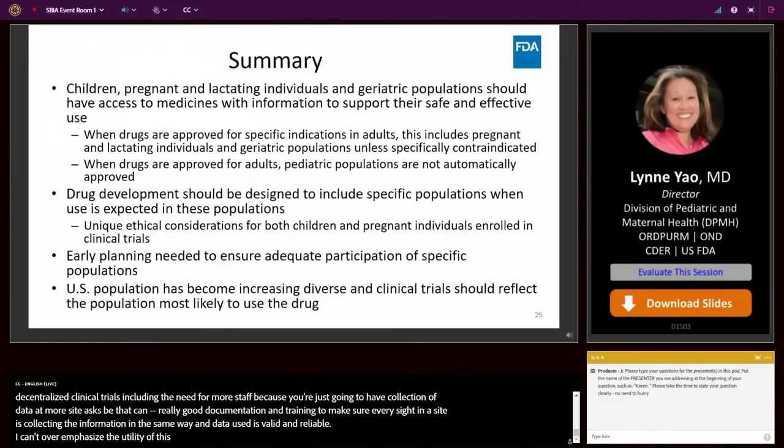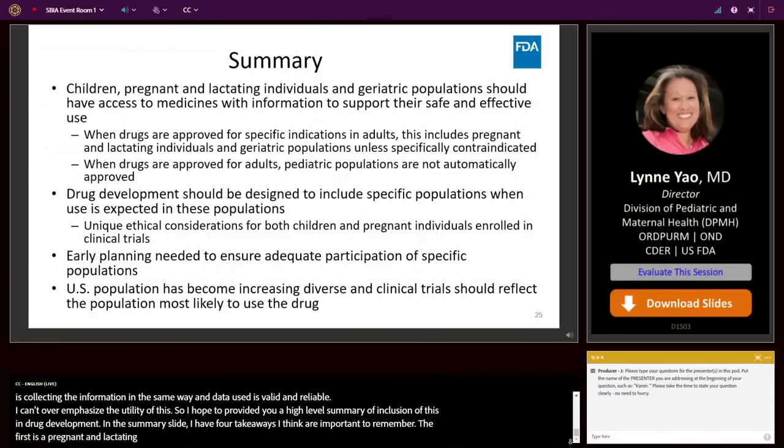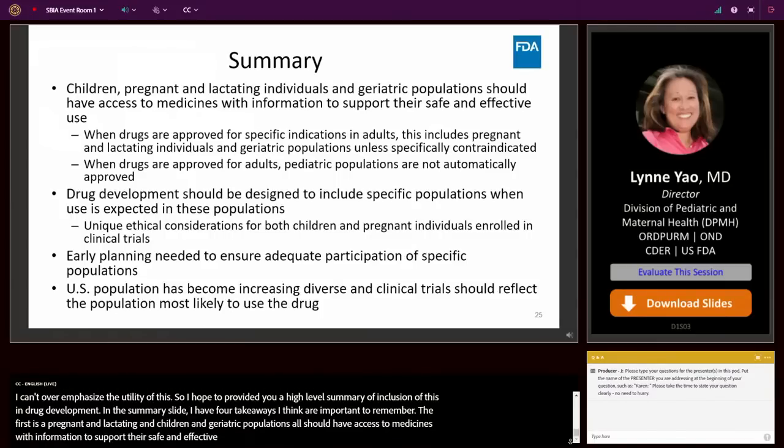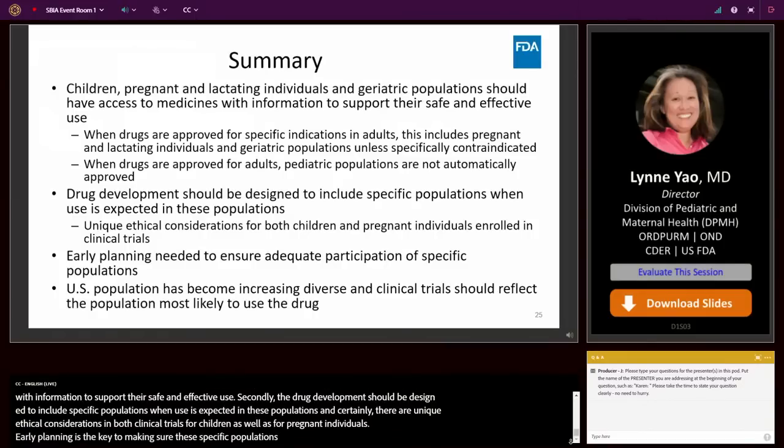So I hope to have provided you a high-level summary of the inclusion of specific populations in clinical trials for drug development. And on this summary slide, I have 4 takeaways that I think are important for you to remember. The first is that pregnant and lactating, children, and geriatric populations all should have access to medicines with information to support their safe and effective use. Secondly, that drug development should be designed to include specific populations when use is expected in these populations. And certainly there are unique ethical considerations in both clinical trials for children as well as pregnant individuals. Early planning is the key to making sure these specific populations are included appropriately.